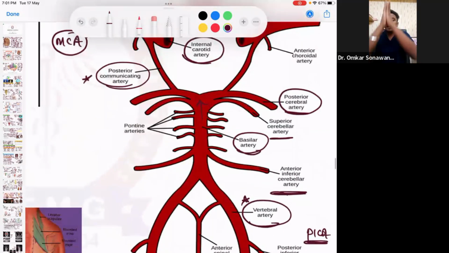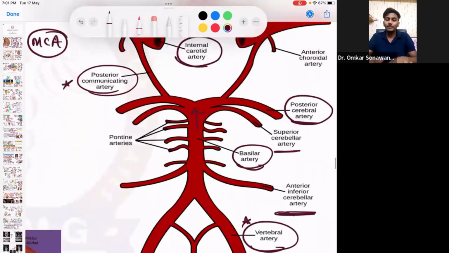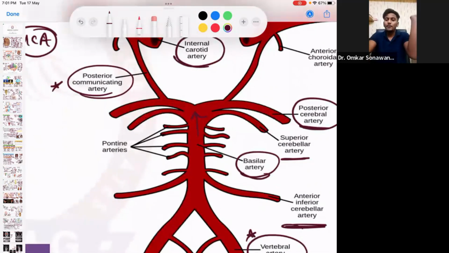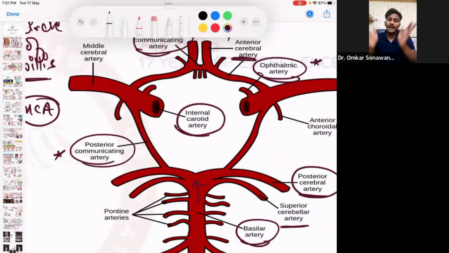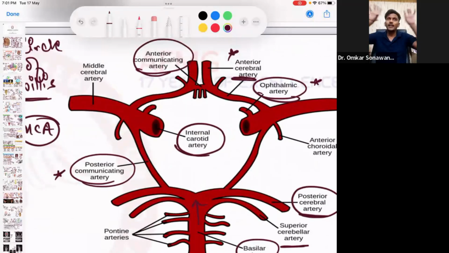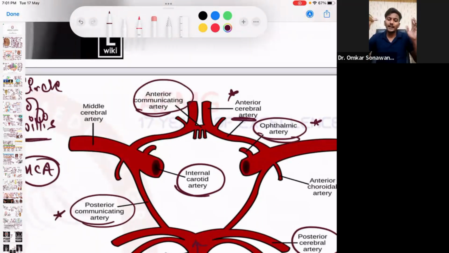वो फ्यूज होके एक मेन बनाएगी बेसिलर आर्टरी. बेसिलर फिर से डिवाइड होके दो बनाएगी पोस्टीरियर सेरेब्रल आर्टरी. उसके नीचे वाली बड़ी होगी तो सुपेरियर सेरेबेलर आर्टरी. ठीक है, उसके बाद जो कम्युनिकेट करेगी पोस्टीरियर कम्युनिकेटिंग आर्टरी, जो सबसे बड़ी होगी इंटरनल कैरोटिड आर्टरी. उसकी पहली ब्रांच जो निकलेगी ऑफ्थैल्मिक आर्टरी. उसके आगे जो सबसे दो होगी एंटीरियर सेरेब्रल आर्टरी, उन दोनों को कम्युनिकेट करने वाली एंटीरियर कम्युनिकेटिंग आर्टरी.